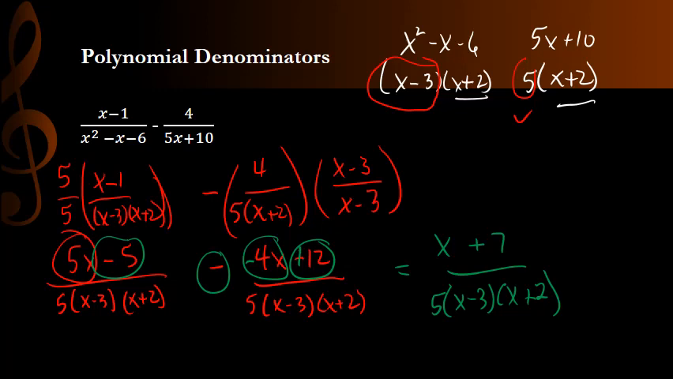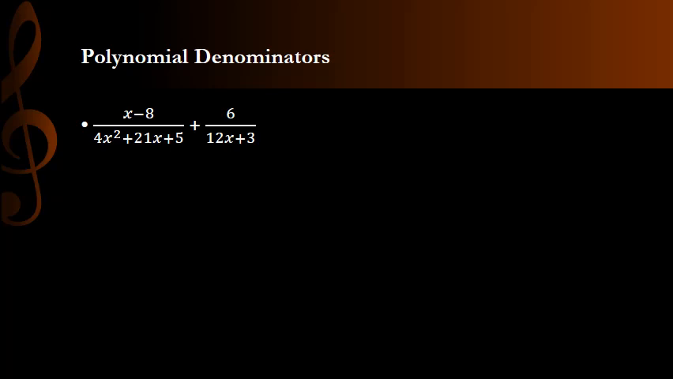We're going to look at one other. All right, let's see what we've got this time. We've got x minus 8 over 4x squared plus 21x plus 5, and that's plus 6 over 12x plus 3. Okay, let's get to work on this thing.